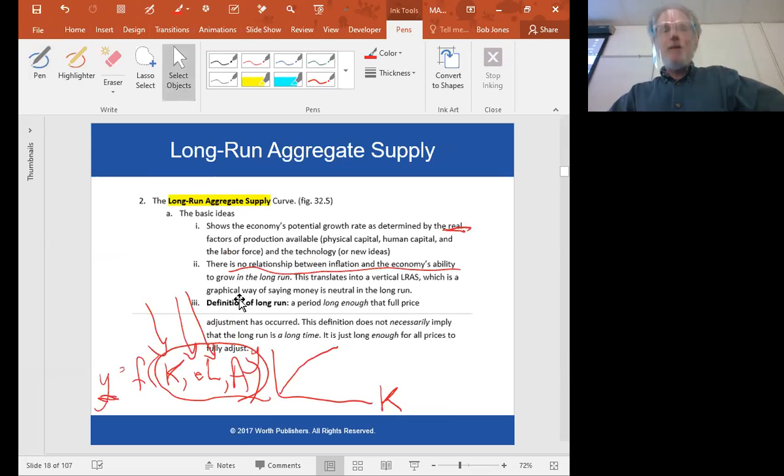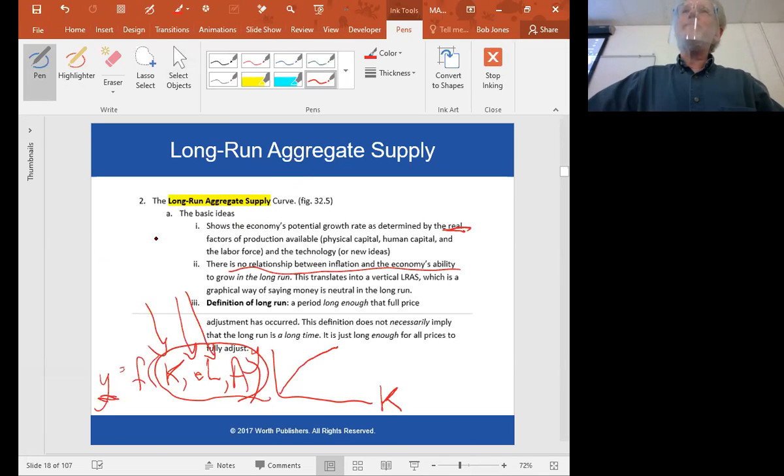All right, well, now we need to ask, okay, but what do we mean by the long run? And the book gives you a very good definition. I think most textbooks don't really give a good definition, or one that's as good as this one. Definition of the long run: a period of time that is long enough that full price adjustment has occurred.